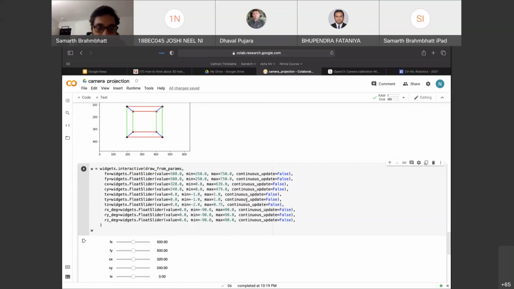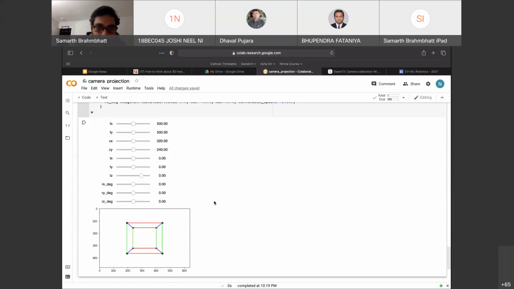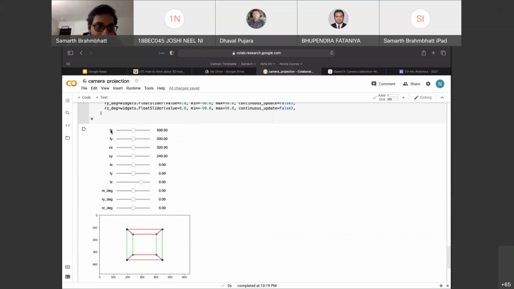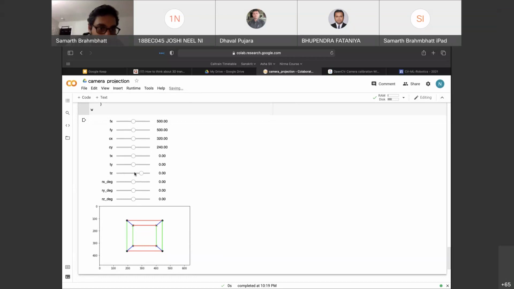And if you wrote the projection equation correctly, then you can change various parameters of the camera. So remember, in the camera parameters, we had the focal length, Cx, Cy, and then we had the translation of the camera and rotation of the camera. So here you can change everything. Let's say we take the camera farther away. So then the object will become smaller. We bring it nearby, the object will become bigger. If we rotate it, the object will also rotate.